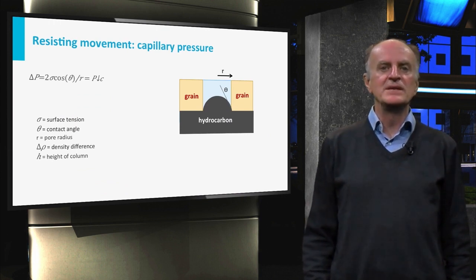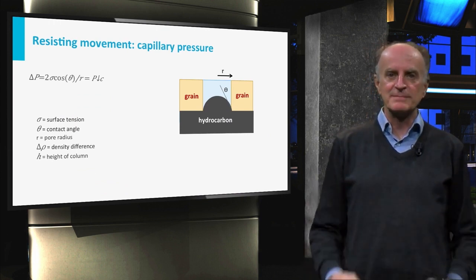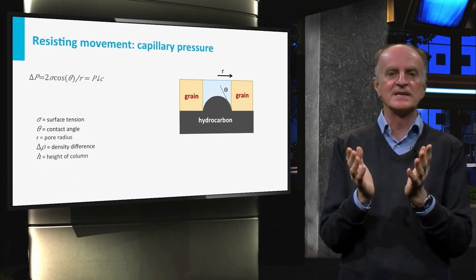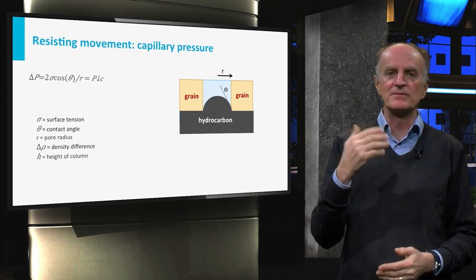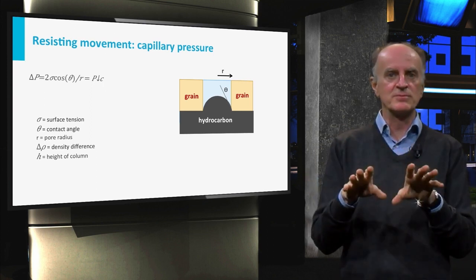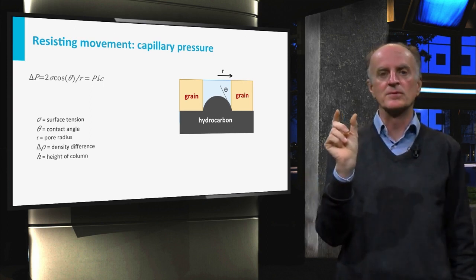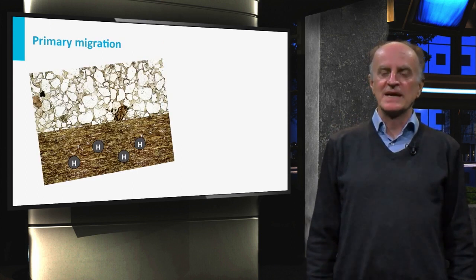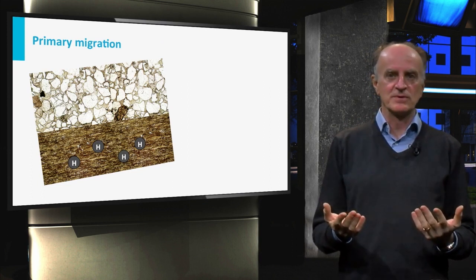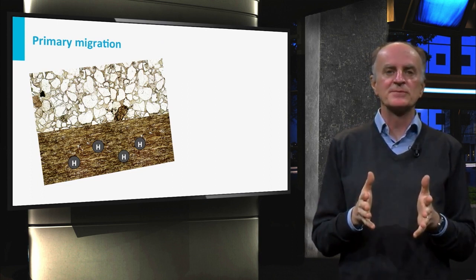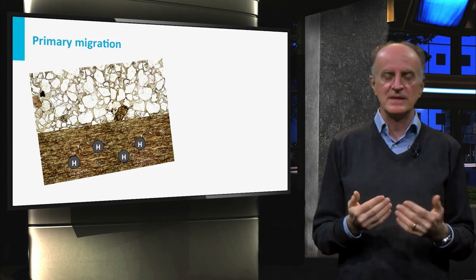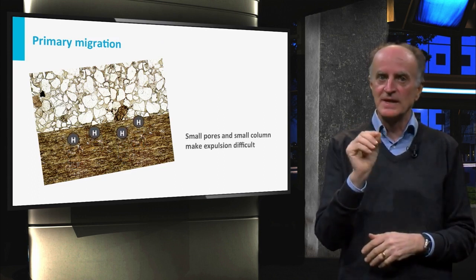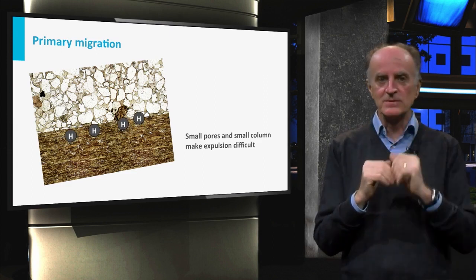Flow of a fluid medium through a porous rock is resisted by capillary forces. The capillary pressure depends on chemical and physical interactions between the fluid and the surrounding medium and is inversely proportional to the diameter of the pores. The first step the hydrocarbon molecules will have to do is to get out of the source rock. We call this primary migration or expulsion. Primary migration will proceed slowly as pores are very small and the column of hydrocarbons very small.